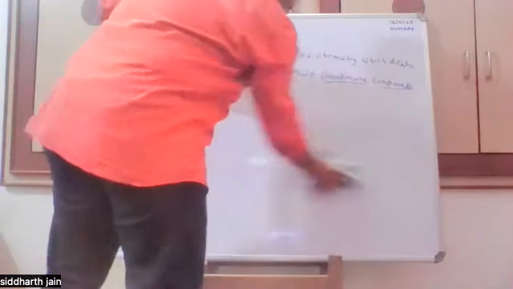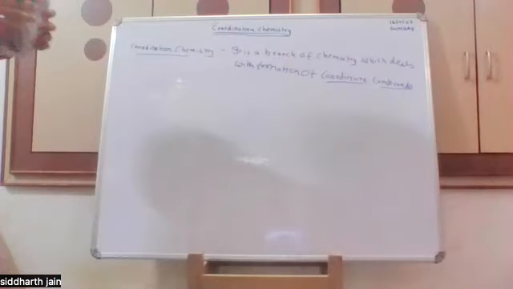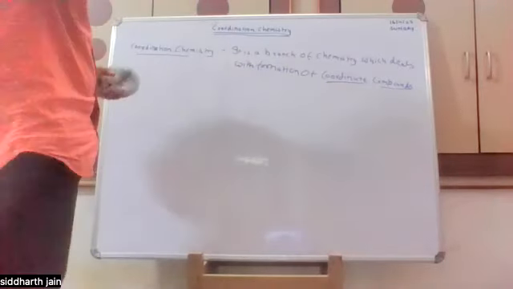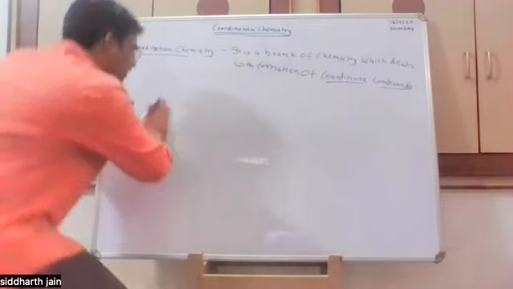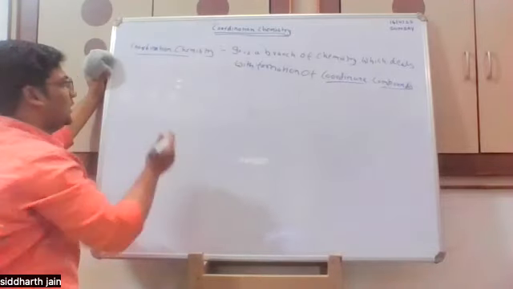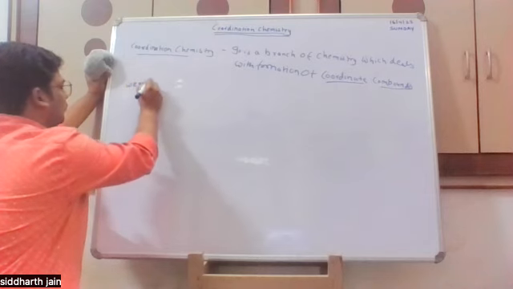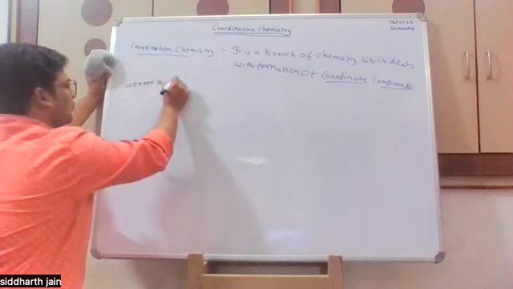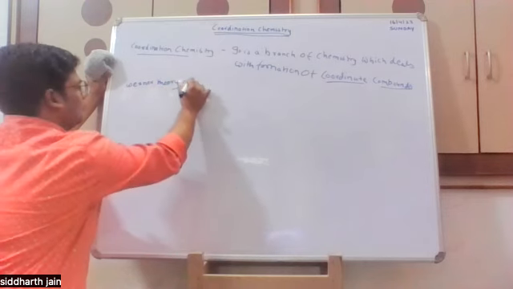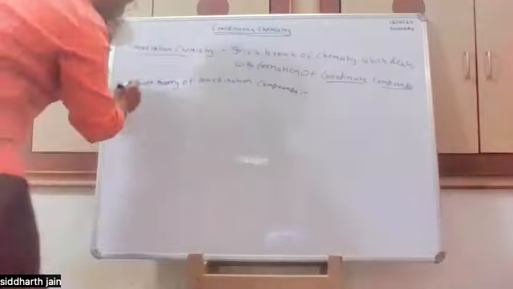Now, the coordination compounds were first explained by Alfred Werner, and he is known as the father of coordination chemistry, and he gave us a theory which is called Werner's theory of coordination compounds.